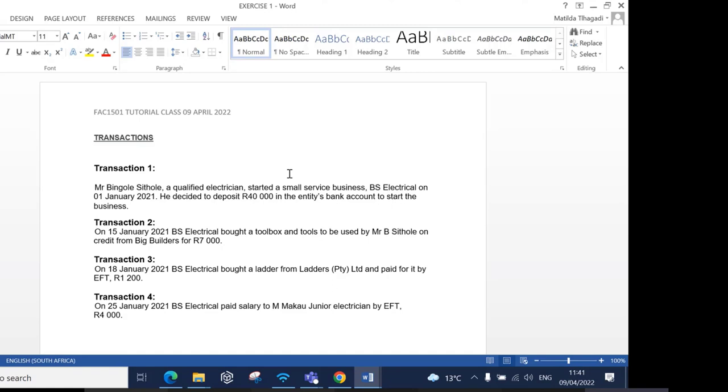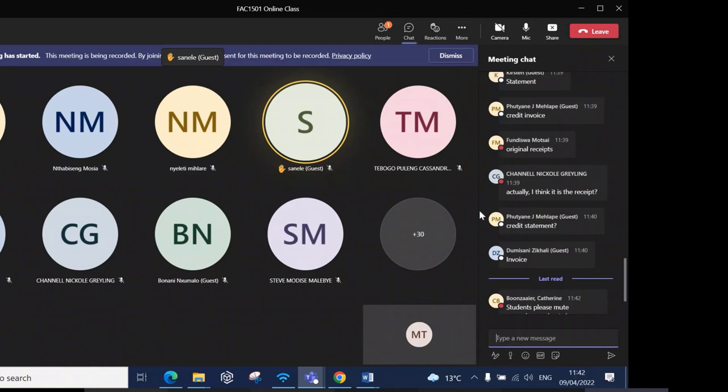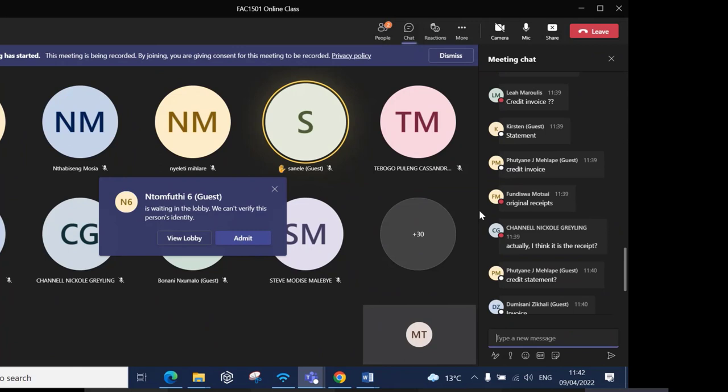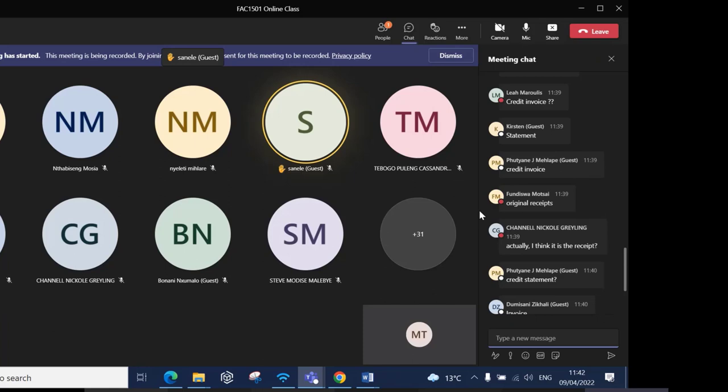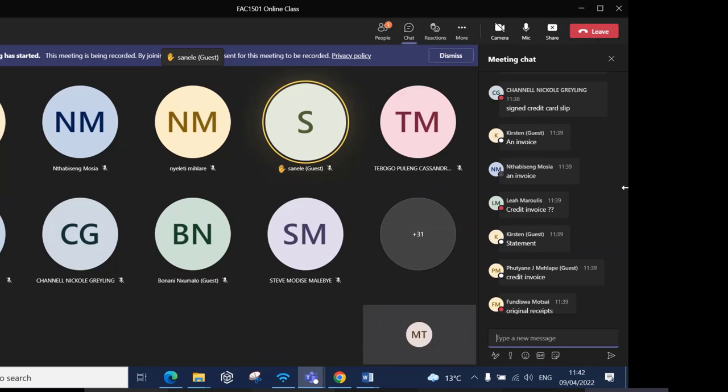I think it's creditors journal. So Dumisani says invoice, creditor statement. Actually, I think it's a receipt, Chanel. Original receipt, credit invoice. Kirsten is saying statement. And credit invoice, Leah. And invoice, Tabby is saying.